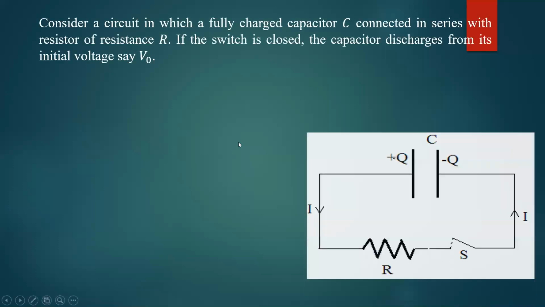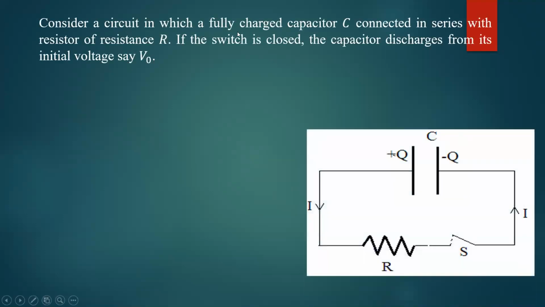So let us consider this circuit. Consider a circuit in which a fully charged capacitor C is connected in series with a resistor of resistance R. If the switch is closed, the capacitor discharges from its initial voltage, say V0. The capacitor was charged to V0 and the initial charge is Q0. When the switch is closed, the capacitor starts to send charges through the circuit. Our current flow starts.